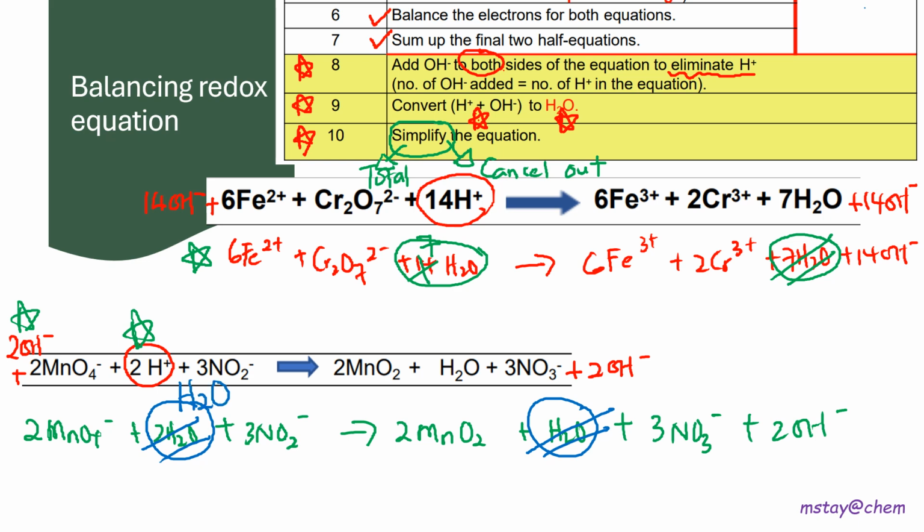I hope using these two examples you are clear that we always have to add the OH- at both sides so that it will be balanced, and also combine H+ with OH- to form H2O. And last but not least, you will simplify by either totaling up or canceling out the H2O, depending on where the H2O is located.